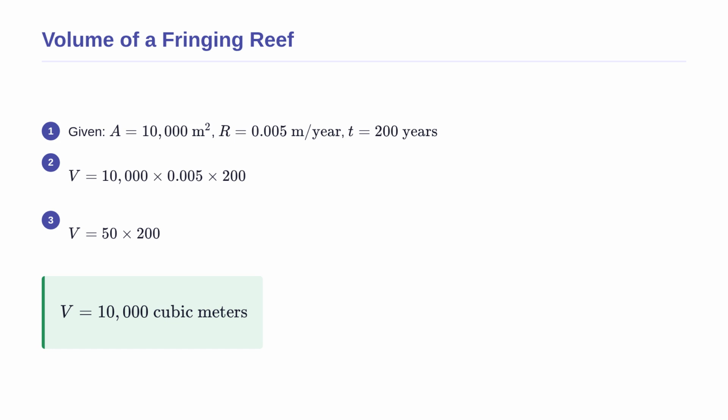First, we multiply the area by the growth rate. This tells us the reef produces 50 cubic meters of solid rock every single year. Finally, we multiply that annual production by 200 years. The final answer is 10,000 cubic meters. This perfectly demonstrates the incredible hidden power of these tiny organisms as geological builders.